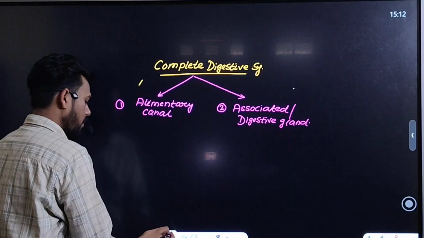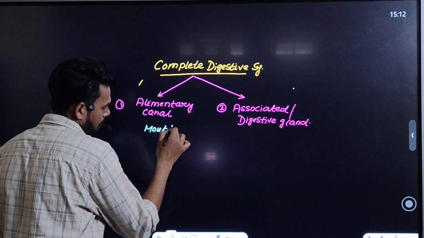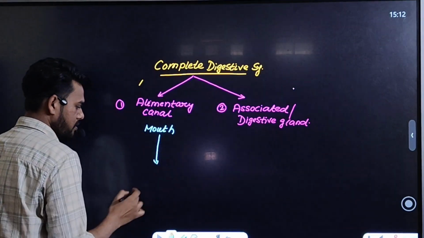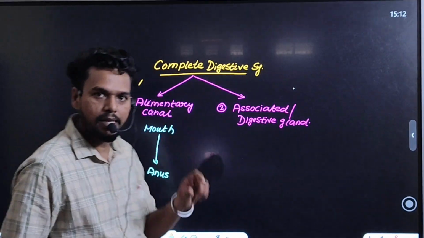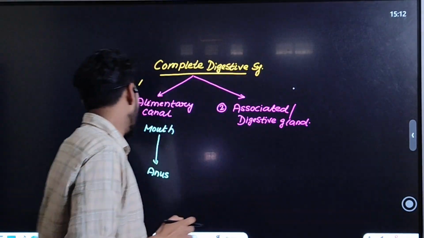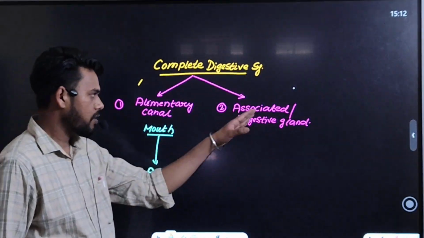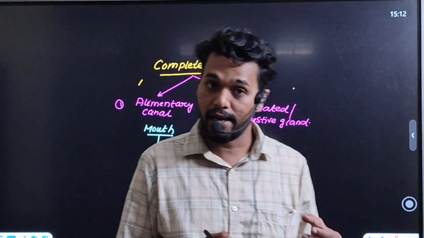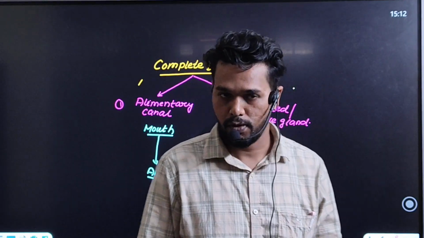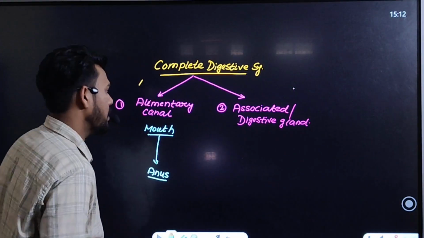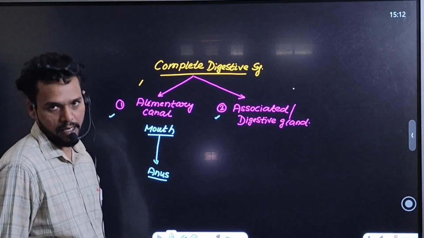The alimentary canal is the pipe which starts from the mouth and runs up to the anus. It has two openings, so it is a complete digestive system. Digestive glands or associated glands are those glands which release secretions that help in the digestion of food. We'll talk later about associated glands. First of all, let's start with the alimentary canal.